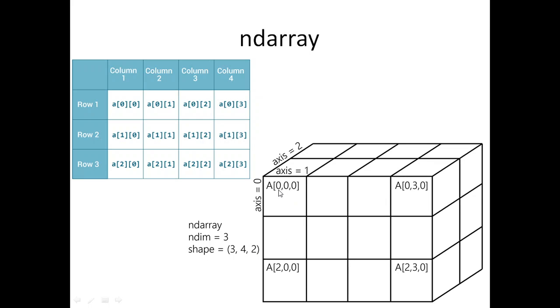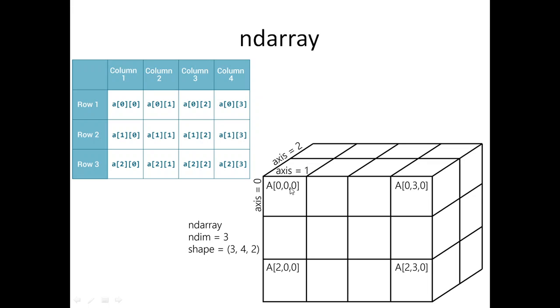That is, we have the axis 0. We will see what this axis is later. In axis 0, we have 3 rows, and in axis 1, we have 4 columns, and in axis 2 we have another 2 elements also.